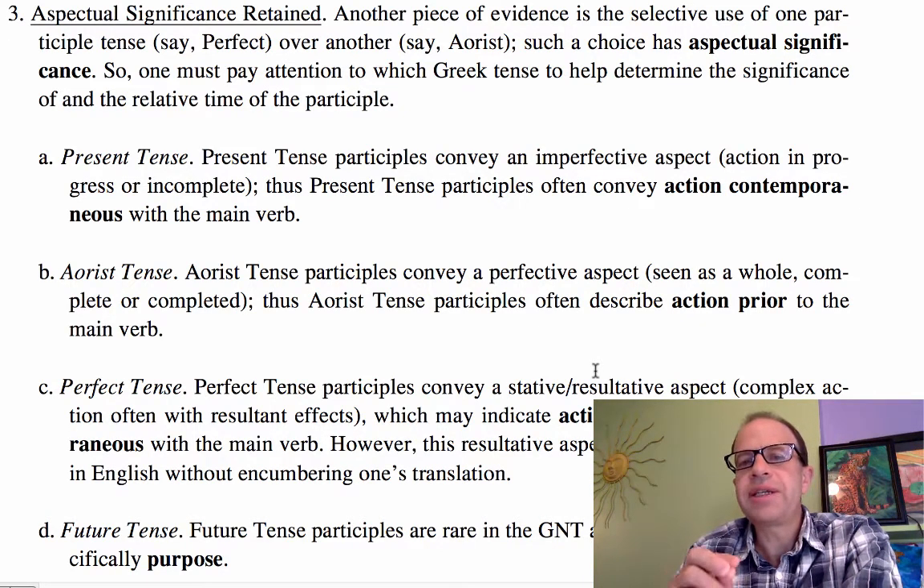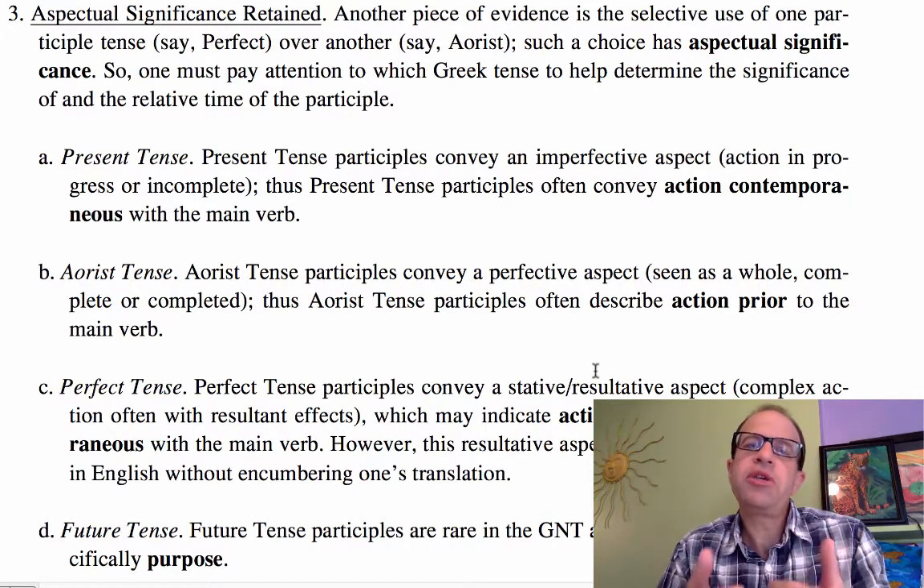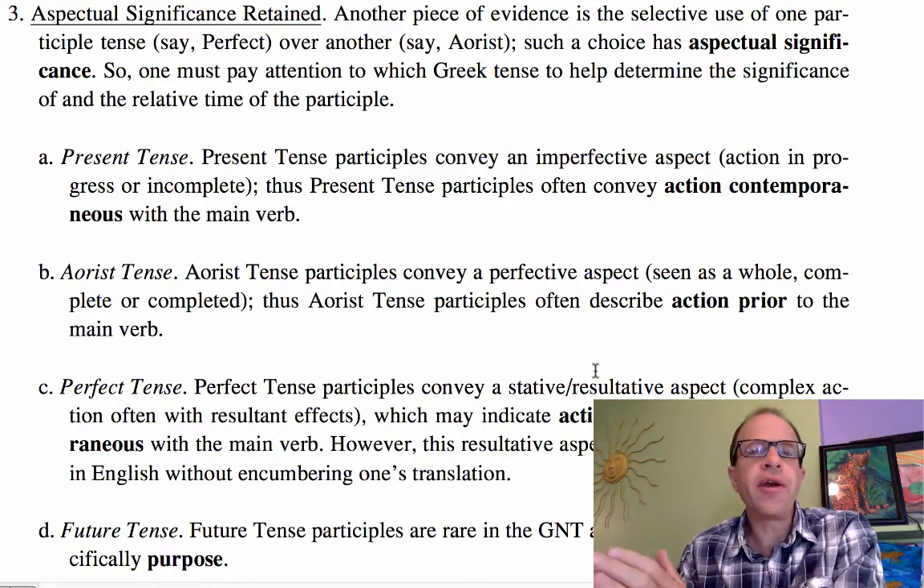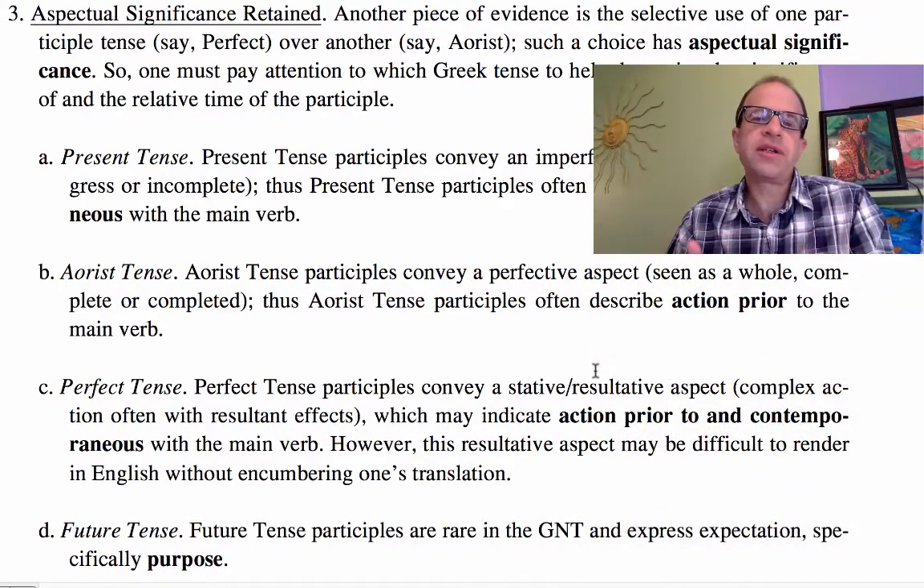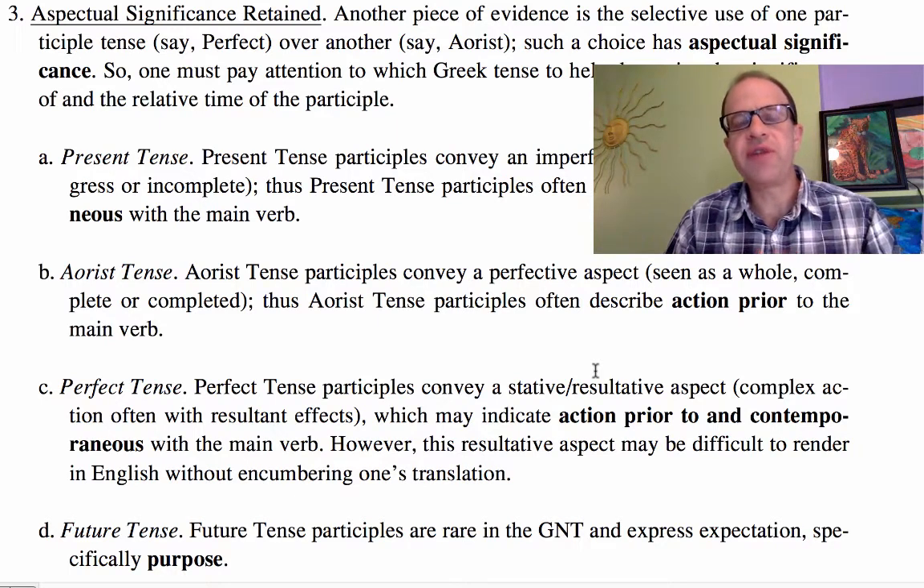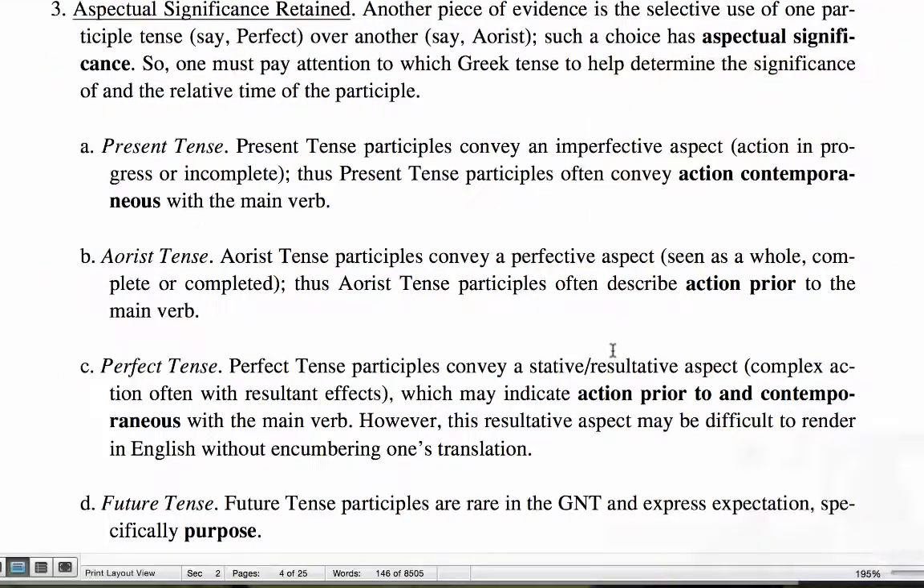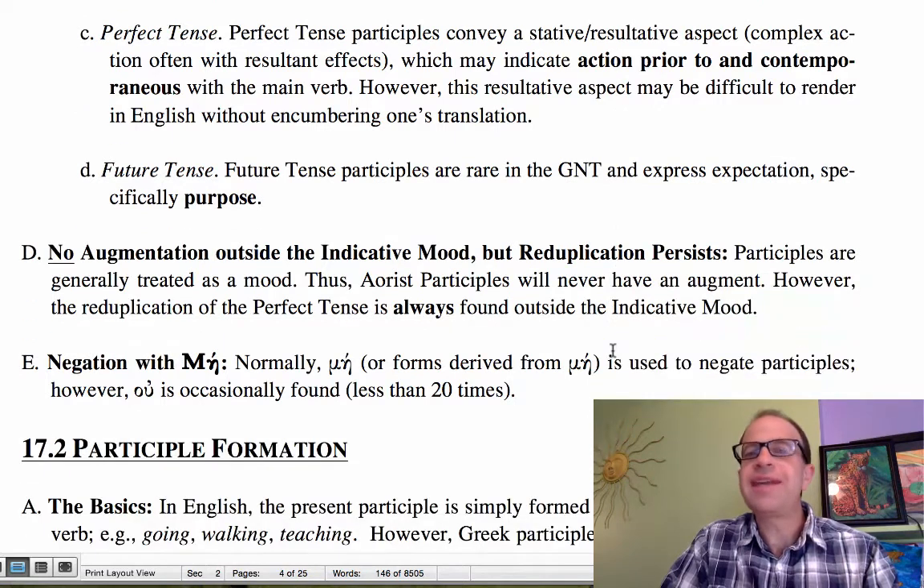The verbal aspect is retained, so present tense participles will tend to be action that is simultaneous, contemporaneous to the main verb, ongoing. The aorist tense will have perfective aspect, the action seen as a whole, complete or completed, and will tend to be used to portray actions that are prior to the main verb. The perfect tense expresses a complex state of affairs, and it may indicate either action prior to or contemporaneous with the main verb. And then the future tense participle indicates often purpose or the goal of some action.